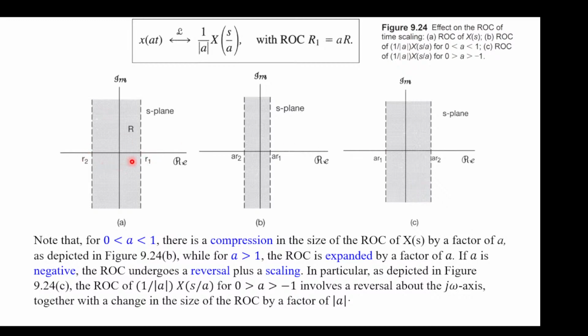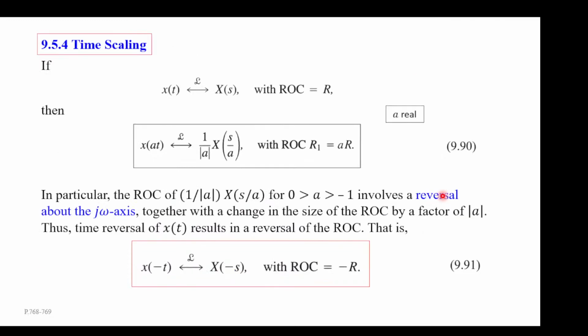Okay. So here we have R1 less than R2, and we have this aR1 now. So we have this right side is less than the left side, and now the left side is less than the right side, like this. And you can imagine if you have a less than -1, then this will be stretched, but also left and right flipped around. And as a special case of this, if you just plug in a equal to -1, then you have x of -t. Laplace transform to big X of -s, with the ROC also flipped around.